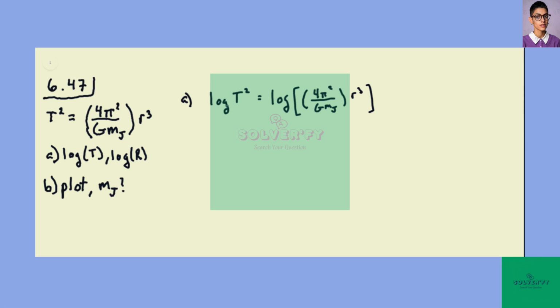So, just using the properties of logarithms, we'll see that this is 2 times log T. And this is the logarithm of a product, which is going to be the sum of the logarithms. And then also we'll get a 3 down from our log r cubed. So we have 3 log r plus the log of 4 pi squared over G m_J.